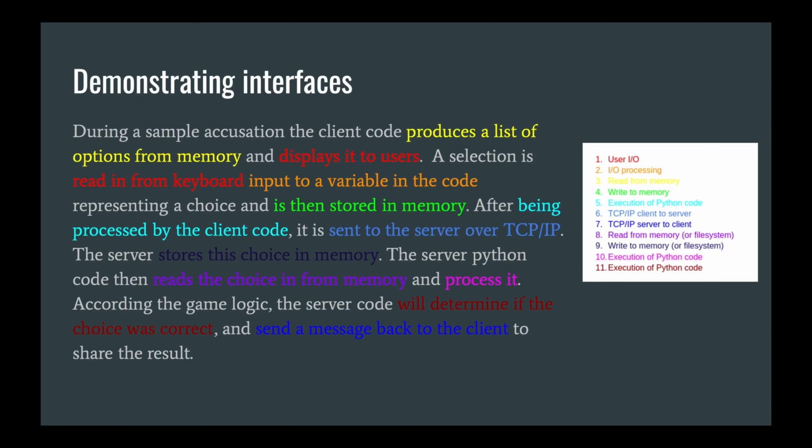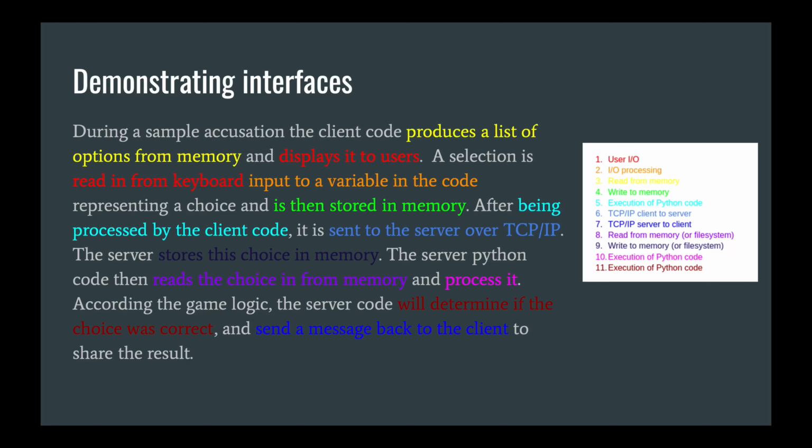Here we attempt to lay out how a demonstration of an accusation shows each of these subsystem interactions, noting how the colors map back to one of each of the 11 items on the list from the previous diagram. During a sample accusation, the client code produces a list of options from memory and displays it to users. A selection is read in from the keyboard, input to a variable in the code, representing a choice, and is then stored in memory. After being processed by the client code, it is sent to the server over TCP/IP.